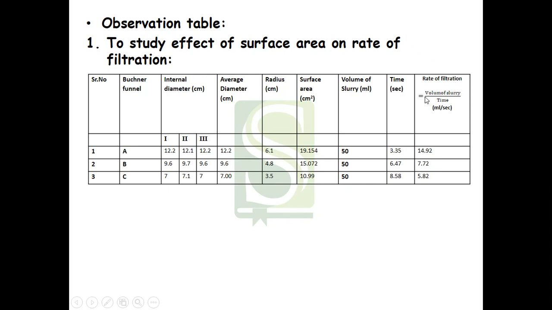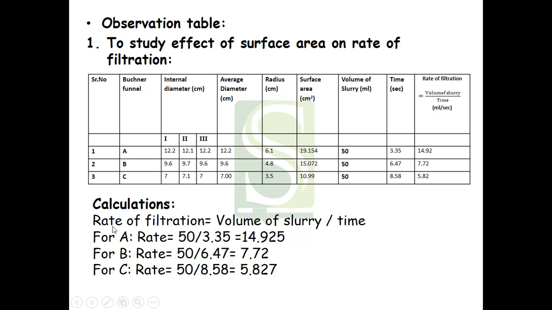The formula for rate of filtration is volume of the slurry divided by time. So for A, the volume was 50 ml and the time was 3.35 minutes. By performing the calculations we get the rate of filtration to be 14.92. For B, the time was 6.47 minutes, so after calculation we get the rate of filtration to be 7.72. And for C, the time was 8.5 minutes, so after calculation we get the rate to be 5.827. So these are the rates which we have put here.